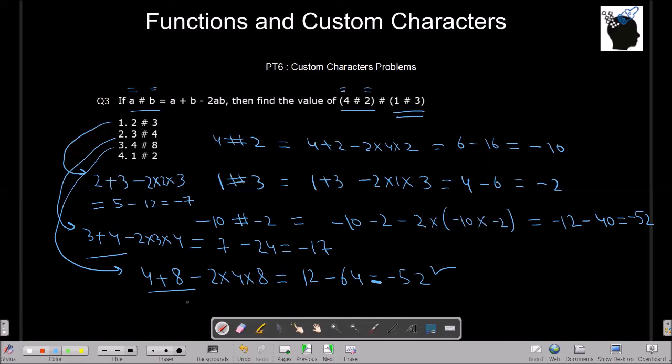But let's try the last one. So 1 plus 2 minus 2 into 1 into 2, which is nothing but 3 minus 4, which is minus 1. So our answer is option number 3. Let's try more problems.